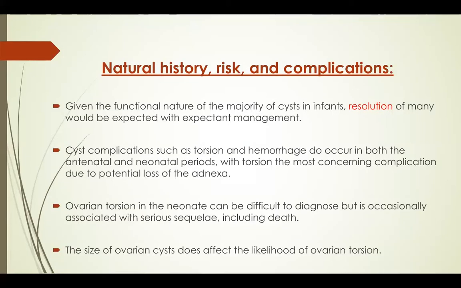With the natural history, risk and complications, given the functional nature of the majority of cysts in infants, we said that with withdrawal of the hormones, the resolution is what we expected. That's why expectant management is the main management here. Cyst complications like torsion and hemorrhage occur both in the antenatal and neonatal period. In the antenatal period, we will not know what happened because the baby is inside the mother's tummy. But in the postnatal period, they can present with some symptoms that we have to be aware of.